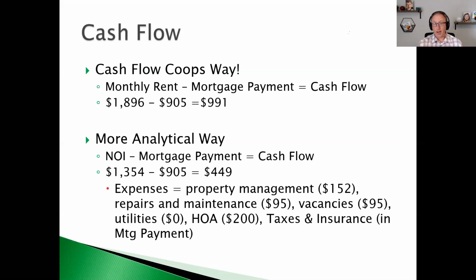Utilities, none. There is an HOA, and the HOA covers some and the tenant covers some, but out of my pocket, no utilities are being paid. The HOA is $200 a month, all right? And then the taxes and insurance, I did not include in the expenses because, as I made a note, it's included in the mortgage payment.